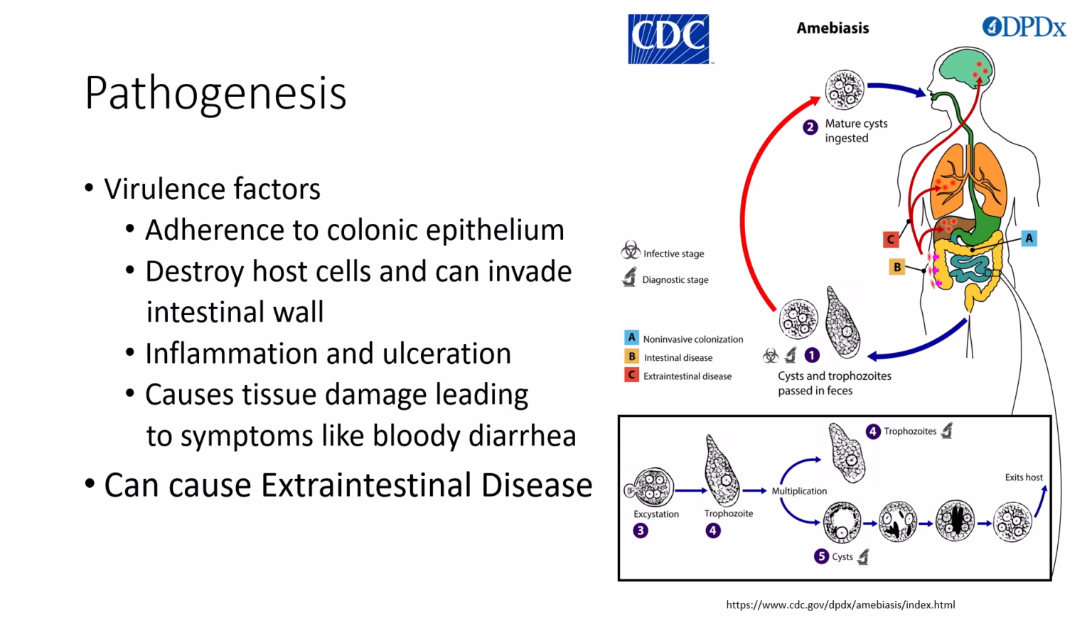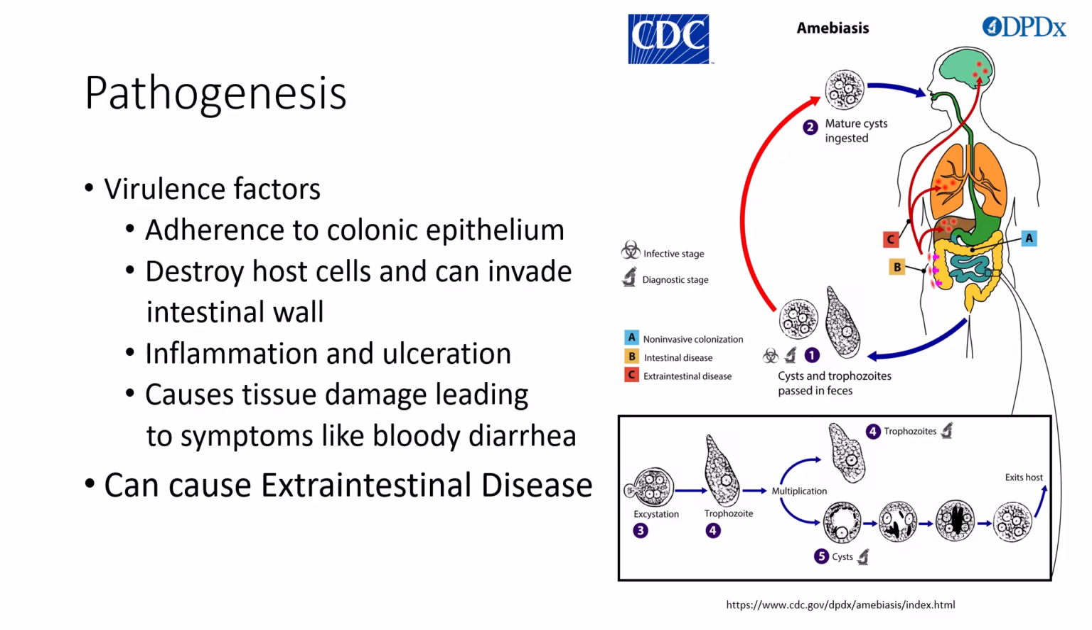And then the virulence factors. Trophozoites adhere to the colonic epithelium using specific lectins. Here they secrete enzymes like cysteine proteases and amoebapores, and these destroy the host cells and can help invade the intestinal wall. Then this triggers an inflammatory response with the release of cytokines and other inflammatory mediators and attracts neutrophils and macrophages. This can lead to tissue damage and symptoms like bloody diarrhea.